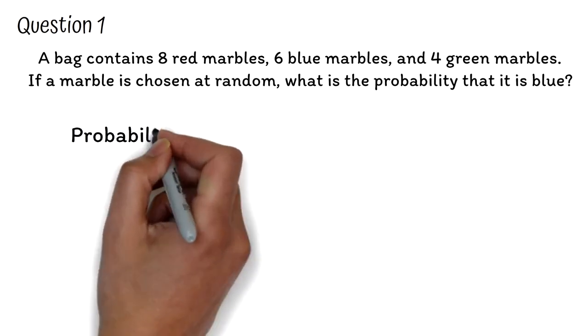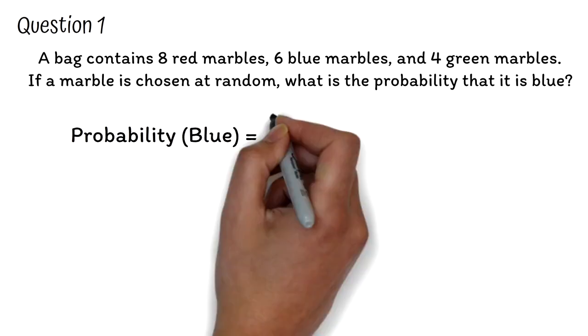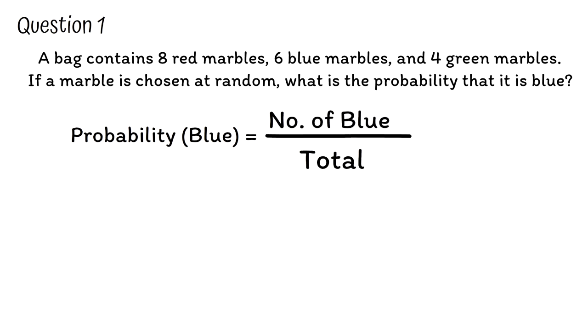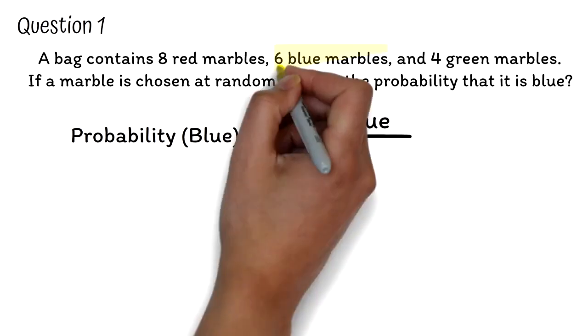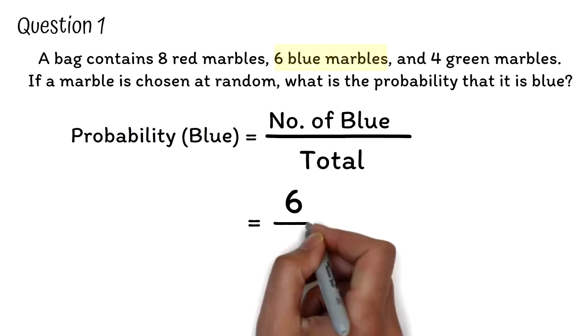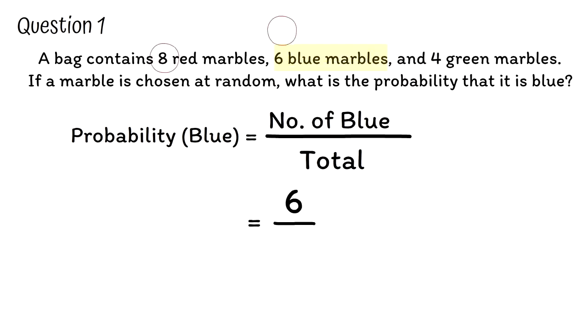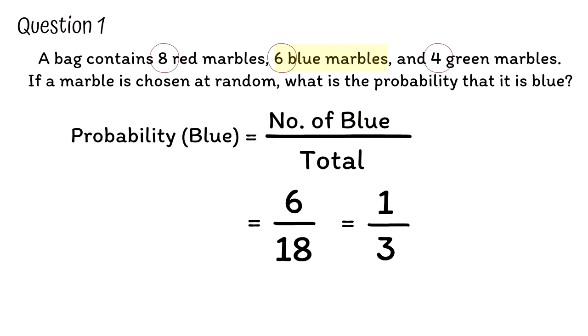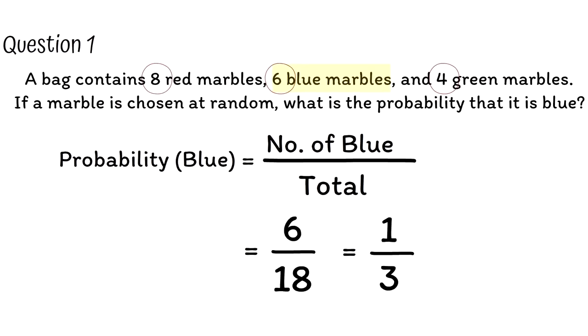The probability of choosing a blue marble will be the number of blue marbles over the total number of marbles. Here, we have 6 blue marbles. We divide it by the total, which is 8 plus 6 plus 4. This will give us 18. We can reduce this. 6 divided by 6 is 1, and 18 divided by 6 is 3. So the probability of choosing a blue marble is 1 over 3.